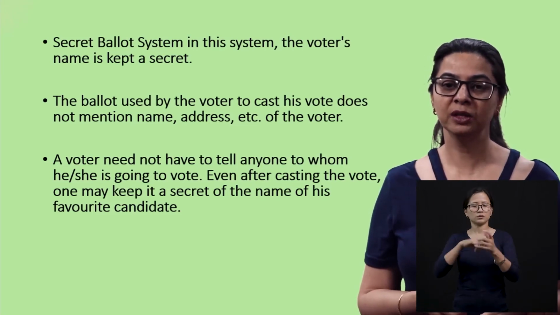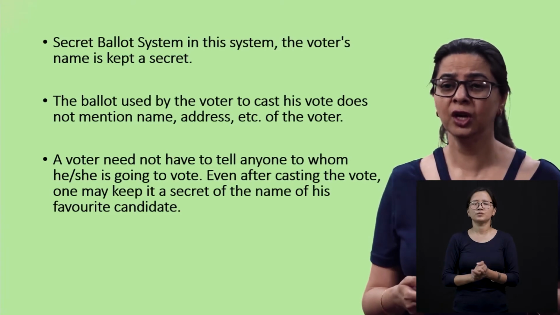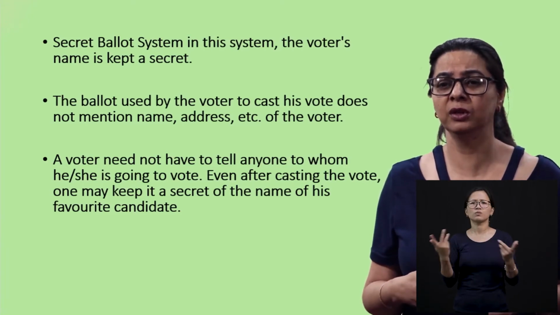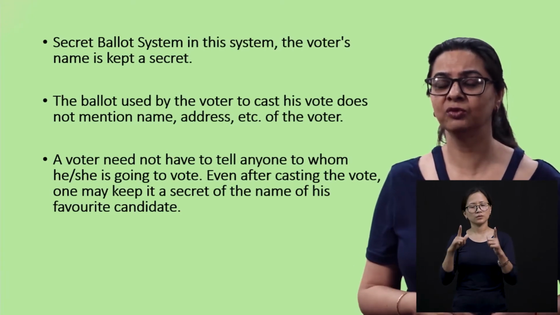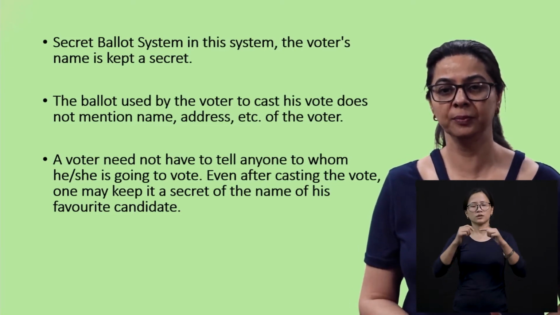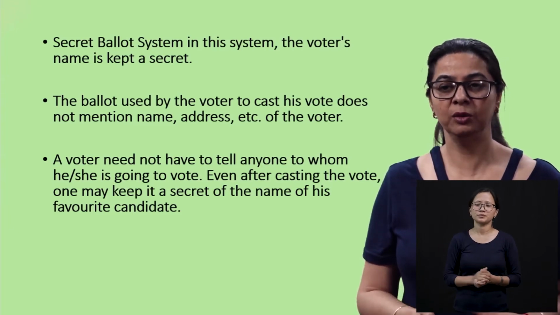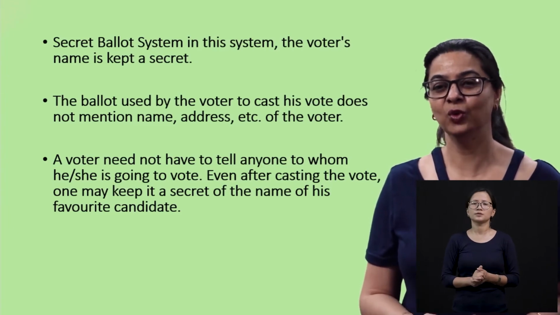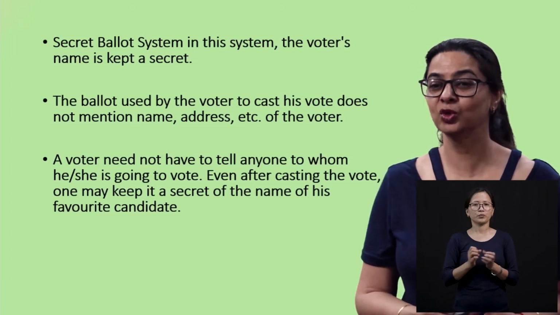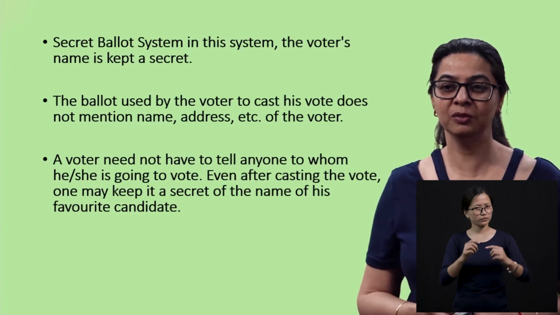The ballot used by the voter to cast his vote does not mention your identity. So if you are voting, you don't have to say what your name is or where you are living. You just have to press the button of the election symbol of that political party. So the voter refuses to say anything to anybody, but he still can vote without worrying about somebody coming and saying, oh, why did you not vote for me? So, a secret ballot system.